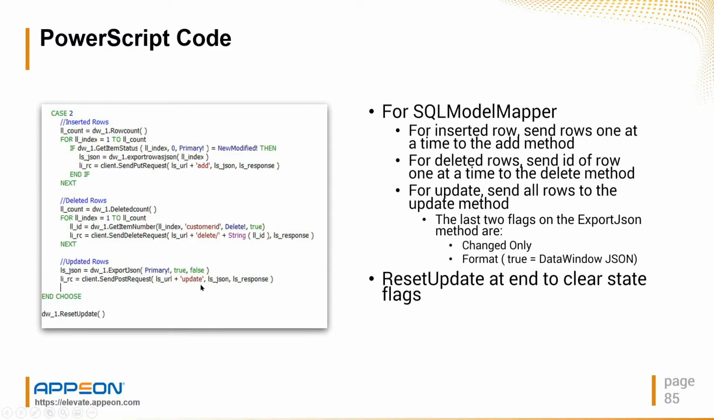as the data here. So what I'm doing in my service, my SQL Model Mapper service, is if I get rows in on the update method, those rows get updated. There's no state flag to check. So you would only send rows you're actually updating. Last thing I do, because it's the REST client that sent all this data, the data window doesn't know that the data has been updated to the source. And so we do a reset update to clear all the state flags.